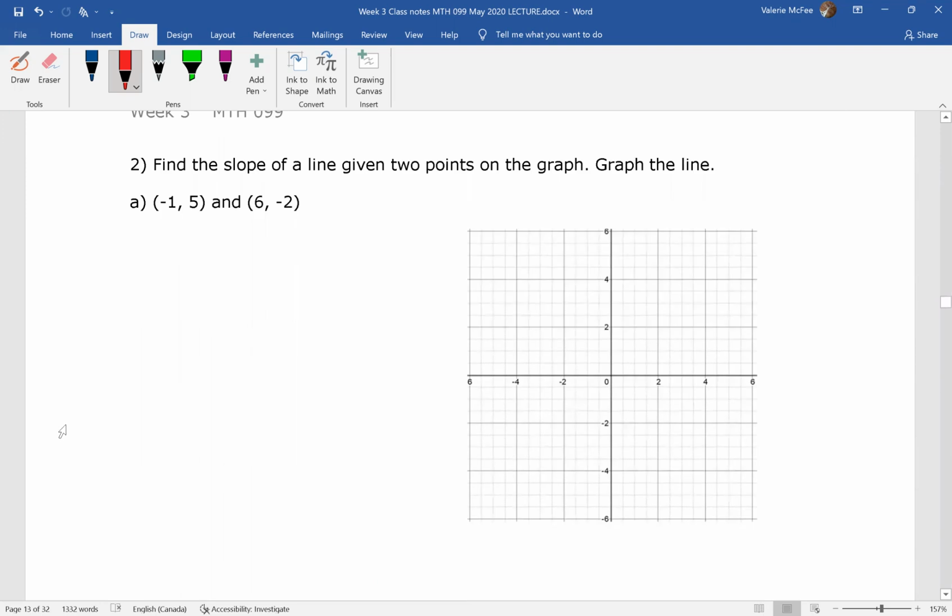If we're given 2 points, we can find the slope using our formula. Now remember, I said it doesn't matter which is your x1, y1, which is your x2, y2. That doesn't make any difference. Can you pause the video and write the formula for slope from memory?